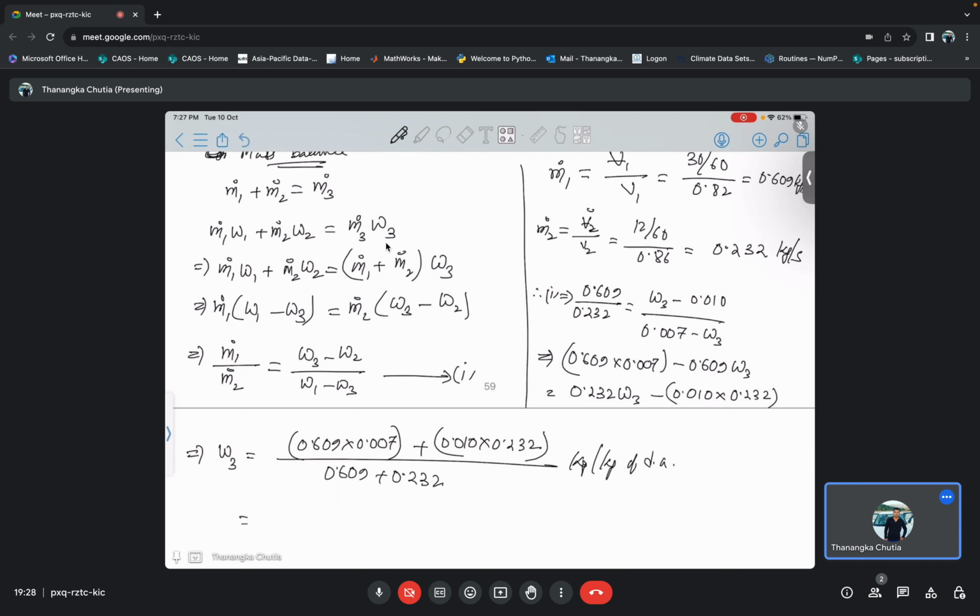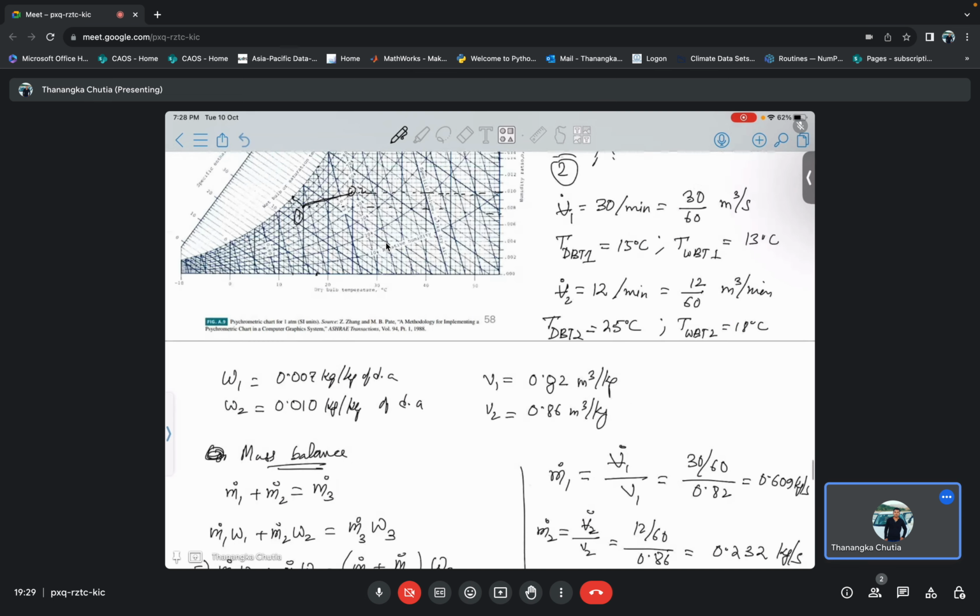0.609 into 0.007 plus 0.010 into 0.232, divided by 0.609 plus 0.232. So you will get this approximately equal to 0.0078 kg per kg of dry air, which I can approximately write as 0.008 kg per kg of dry air.